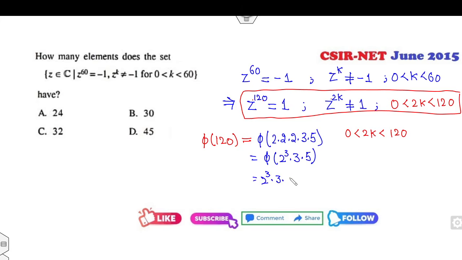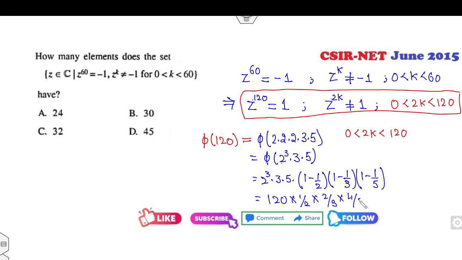So what is the right answer of this? 2 raised to power 3 into 3 into 5. 1 minus 1 over 2, the first prime number. 1 minus 1 over the second prime number. 1 minus 1 over the third prime number. So that will be 120 times this is half, this is 2 over 3, this is 4 over 5.